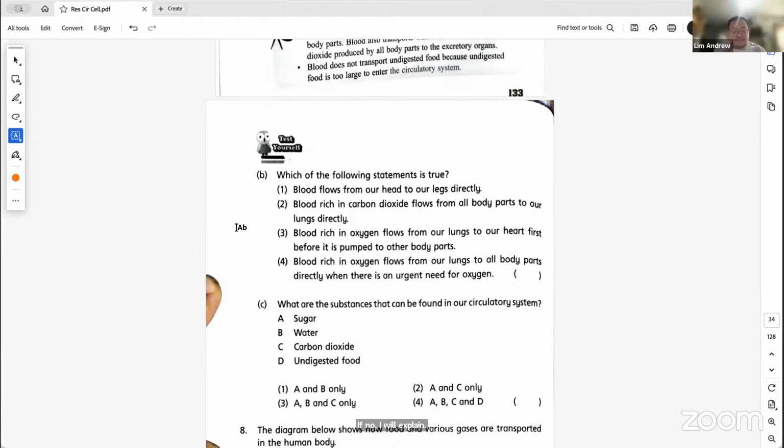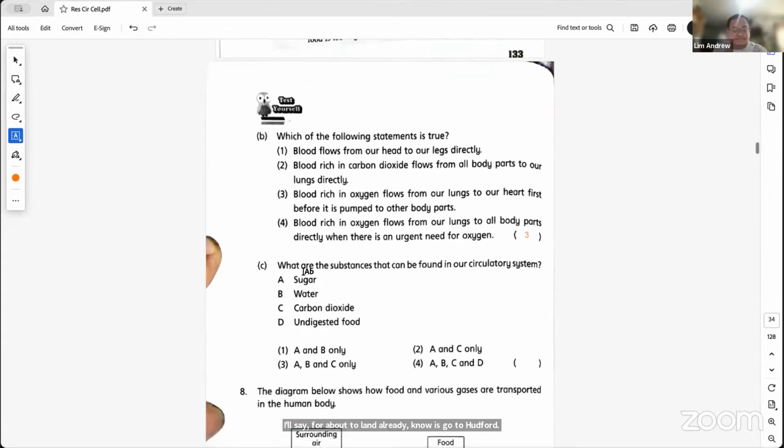All right, answer for this question is number 3. Why? Because all blood rich in oxygen will always flow from our lungs to our heart first before it is pumped to other body parts. The blood flows from our head to our leg, not really. Then we have the carbon dioxide flowing to our lungs directly. No, it goes through the heart first. So therefore, answer is number 3.